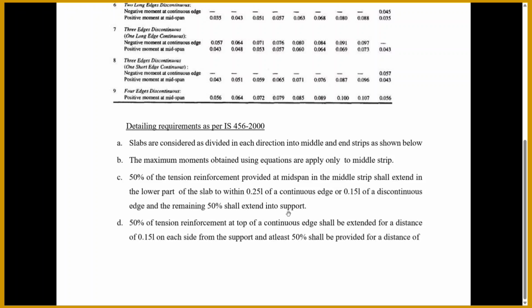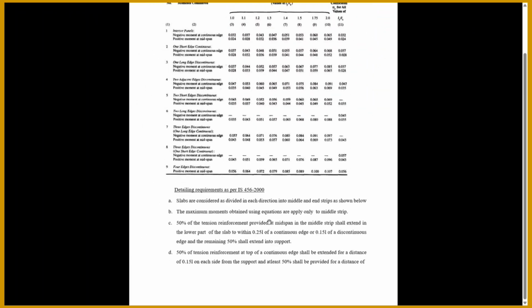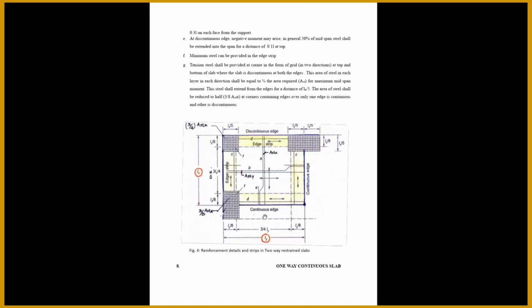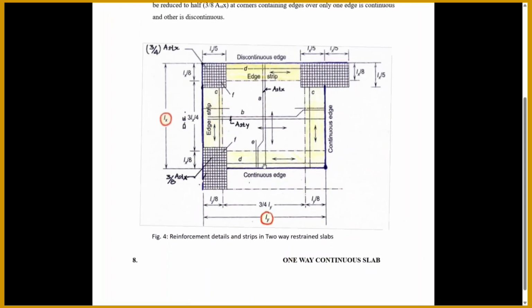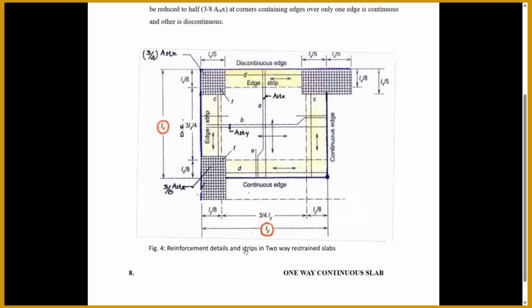We will see in the figure so you can understand better. As you can see in the figure, this is the reinforcement detailing and strips in a two-way restrained slab. This is Ly, our longer span. This is Lx, our shorter span. This is the torsion reinforcement given on the corner side. This reinforcement is given as Lx by 5 and this direction is Lx by 8.